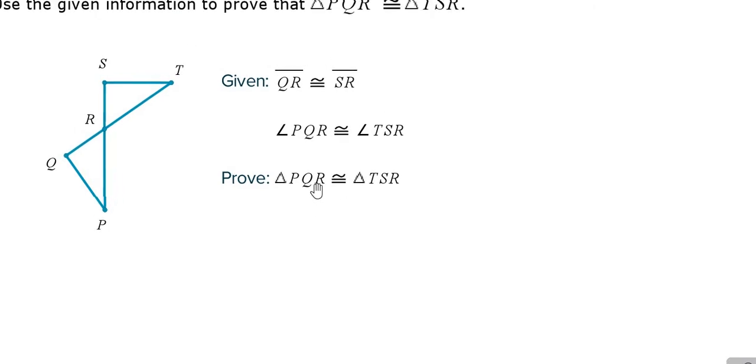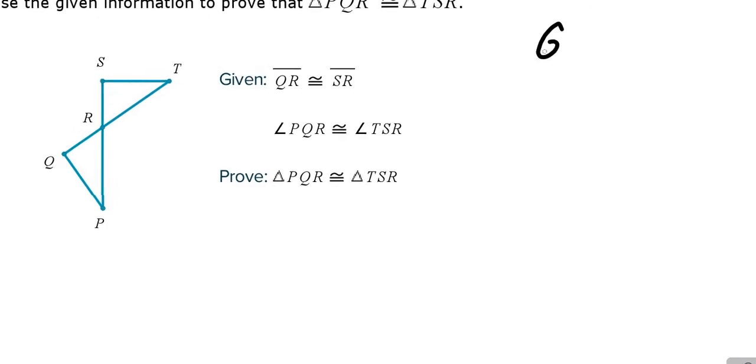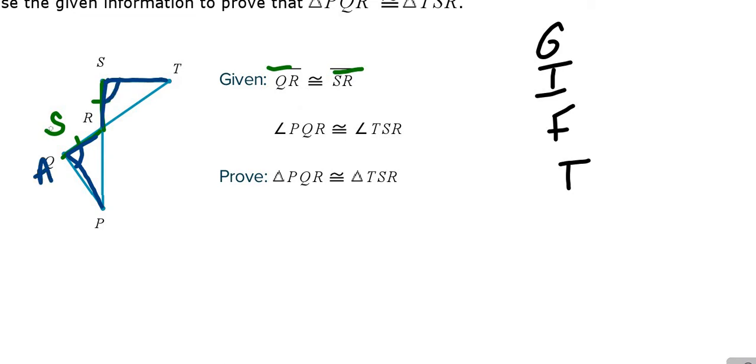Let's follow GIF for this last problem. Given, implied, freebies, talk it through. So we are told here that side QR and ST, QR, ST, there's a side. Angle PQR is congruent to angle TSR. There's a pair of angles. And then you're done with your given.